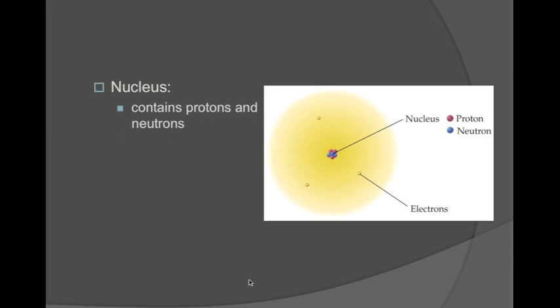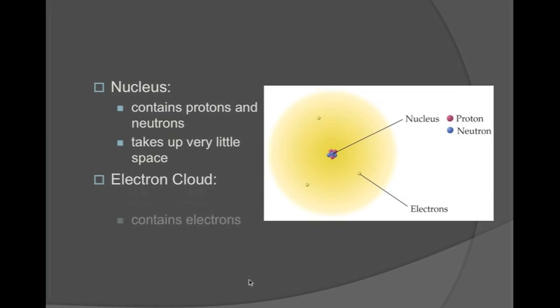Now, talking about the discovery of the nucleus, what we see is that the nucleus contains the protons and the neutrons. And it's a very small, very tightly packed, dense space. And we can see the nucleus is right here, and surrounding it in that yellowish hue is our electron cloud. Now our electron cloud contains our electrons. It contains them in this area.